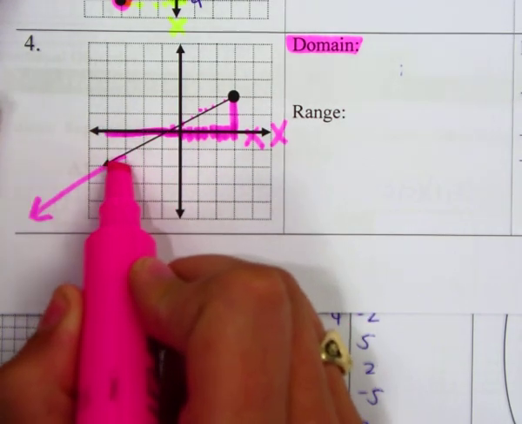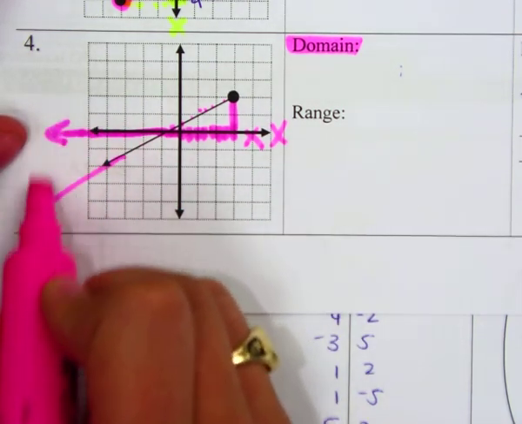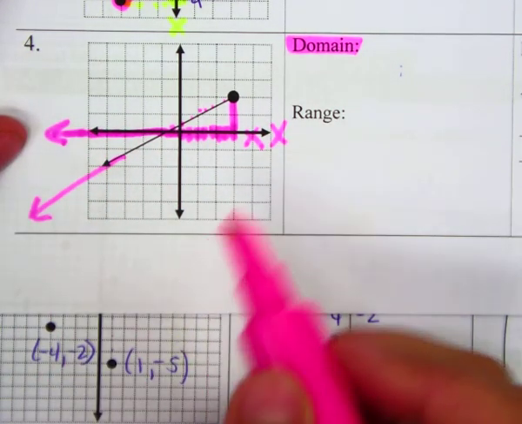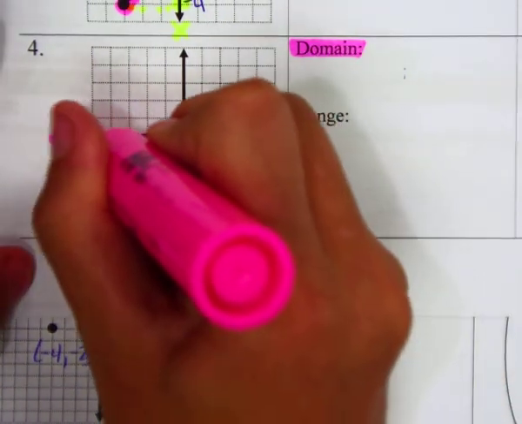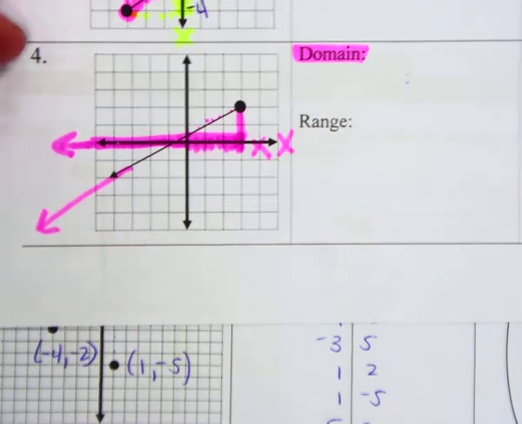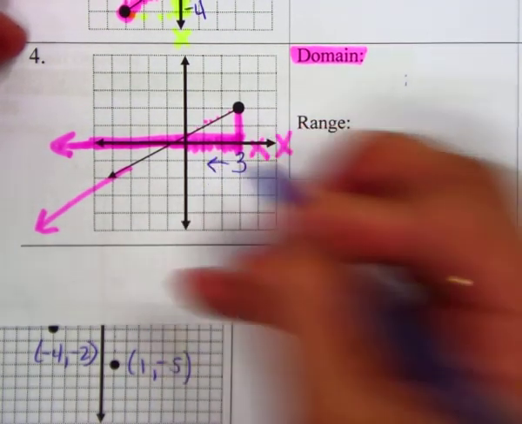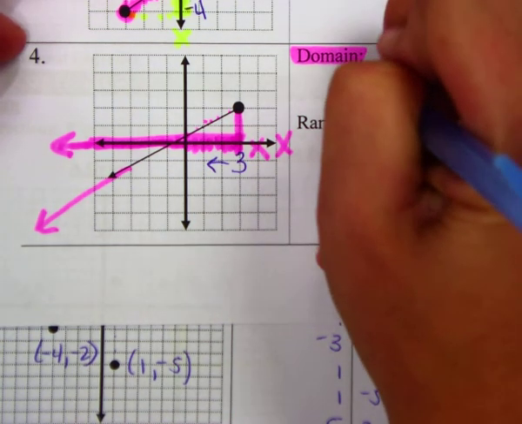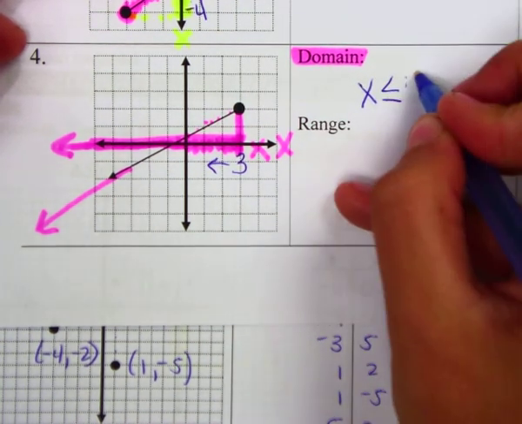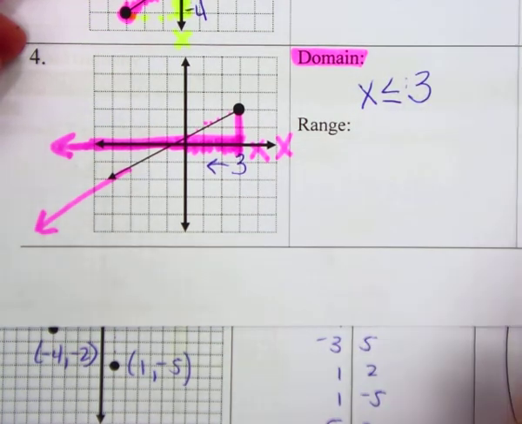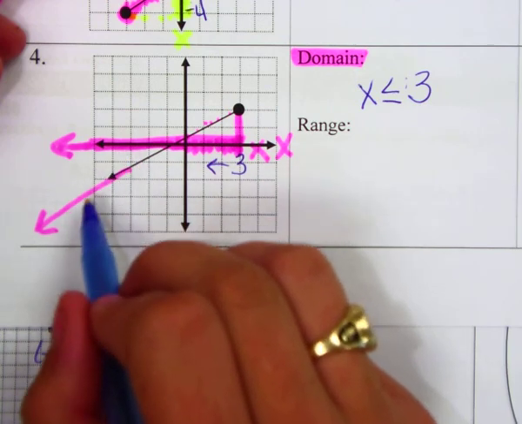And this arrow keeps going, right? So technically, they're going to continue to have output values. So the domain is all of the numbers, all of the x values, all x values that are less than or equal to 3. And that's it. All x values less than or equal to 3 have an output.